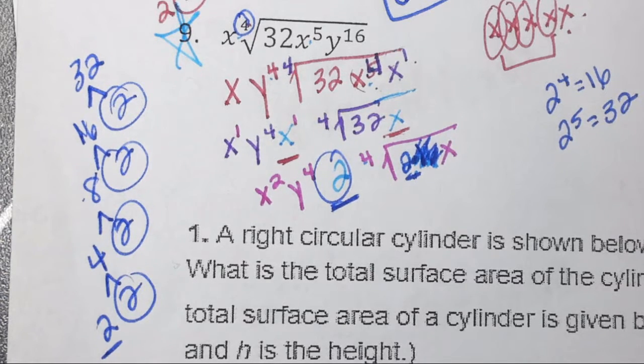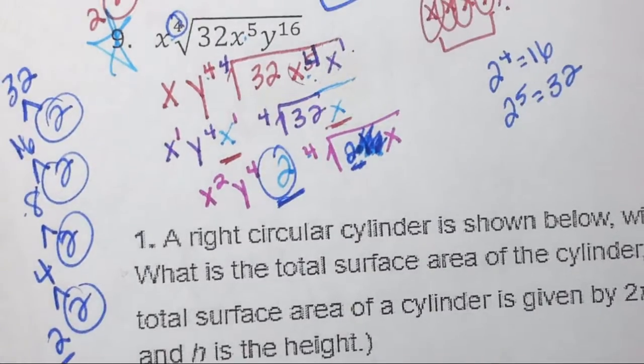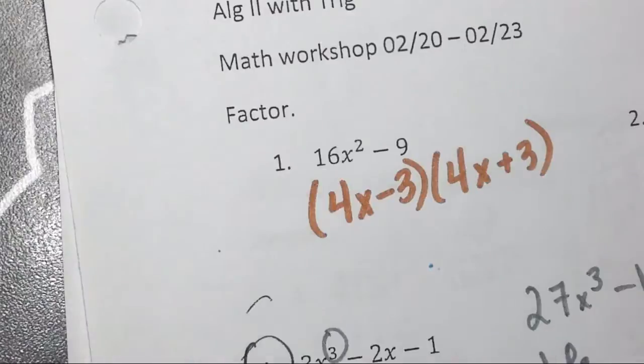So take out your notes. Woo, I know. It's ironic how this is all happening. We're going to save the cylinder one for tomorrow. That's tomorrow's math workshop.